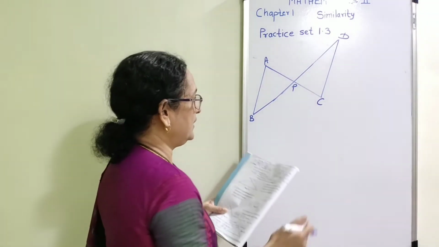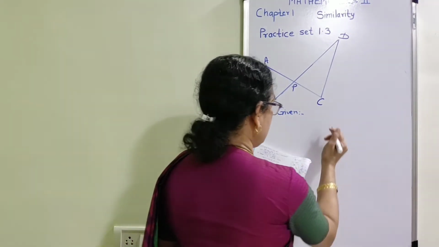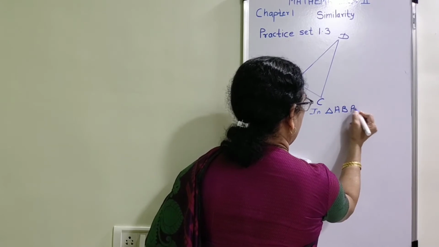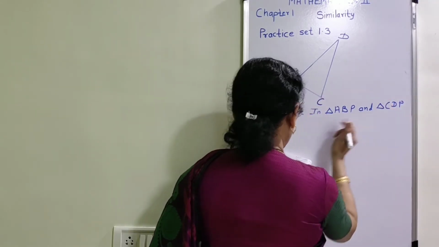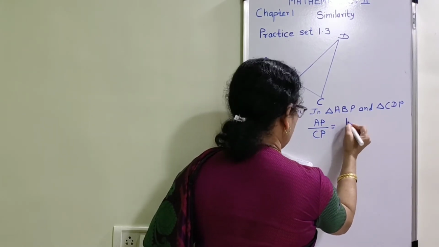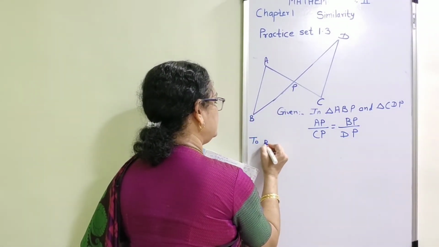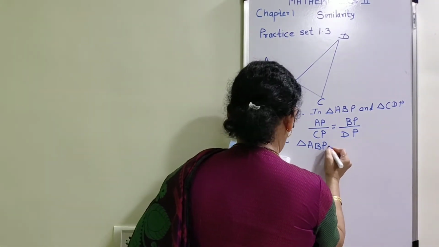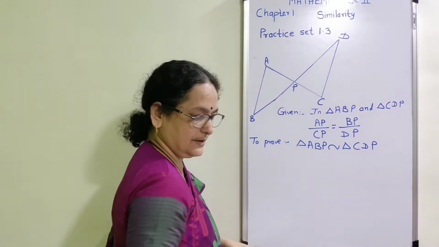two ratios that are equal. Now write down the given things first of all, that in triangles ABP and CDP, they have given two sides, that is AP upon CP is equal to BP upon DP. You are going to prove that triangle ABP is similar to triangle CDP. Please observe the given figure.